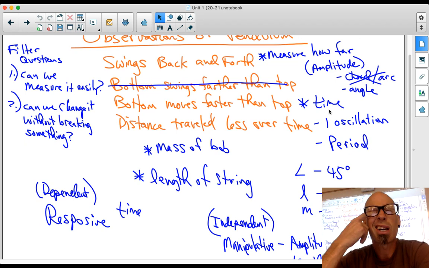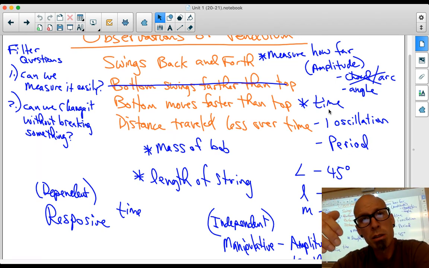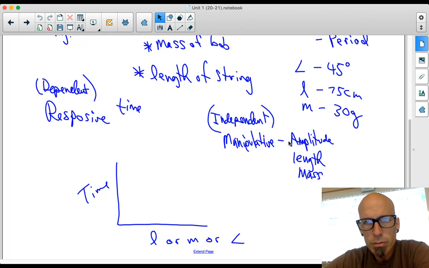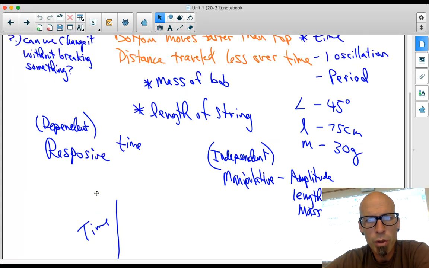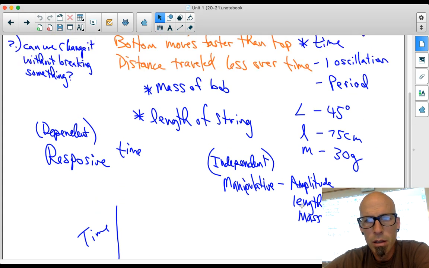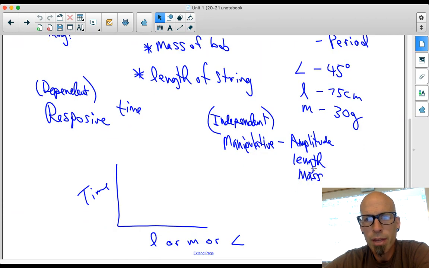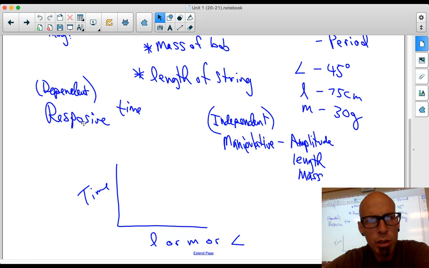And so then we started talking about manipulative versus responsive variables, or independent versus dependent. We decided that the dependent variable, or responsive, would be time. That's what's going to depend on the changes you make with the length, the amplitude, and the mass. So those are the independent or manipulative variables. Those are the things you are going to manipulate. And then the time is the one that we think might respond to those changes.